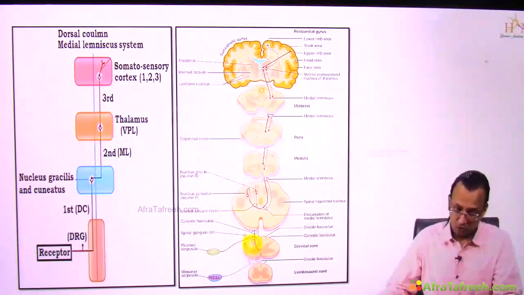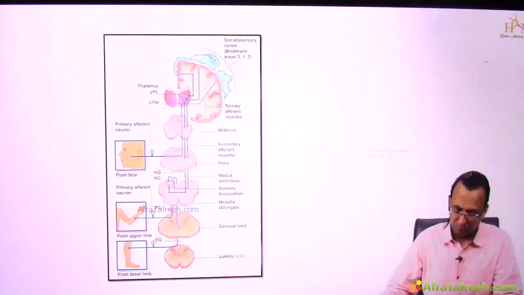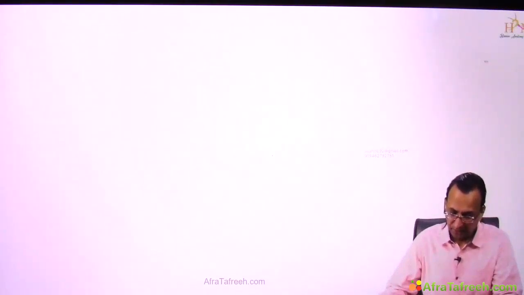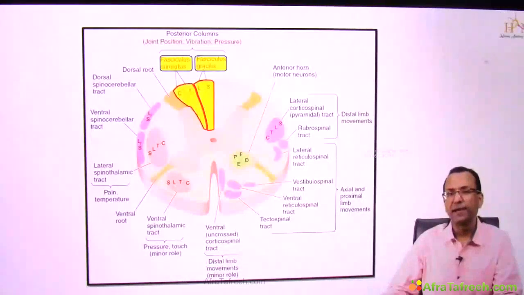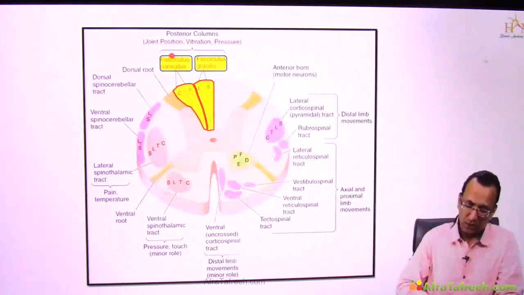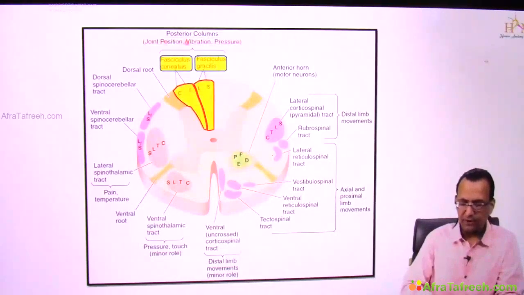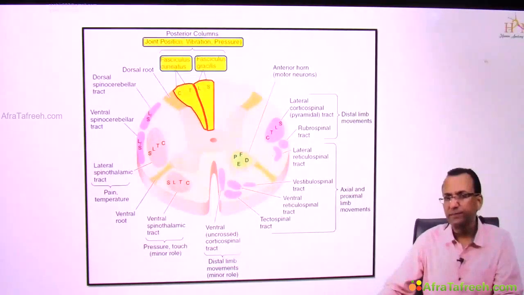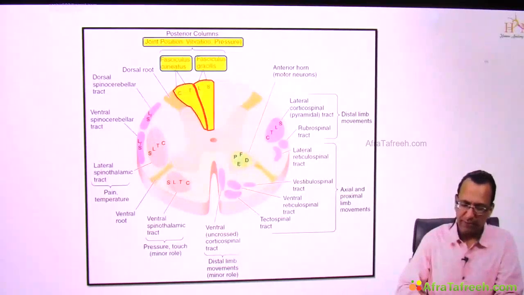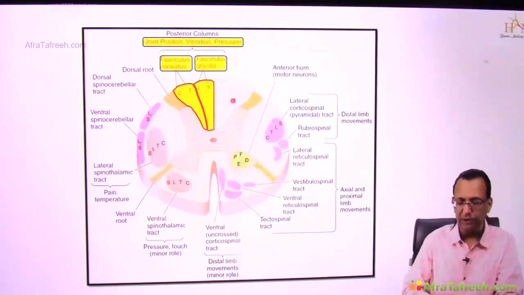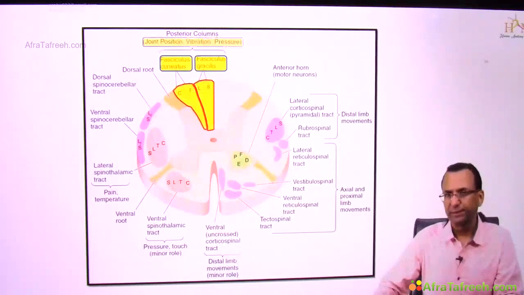Now, as you are moving further, you will find that we are looking at this diagram again. Actually, the dorsal column and the fasciculus gracilis cuneatus were carrying pressure and vibration, running ipsilaterally. What will happen when I have Brown-Séquard syndrome? There will be loss of the pressure and vibration on the same side of the lesion. That was the point.